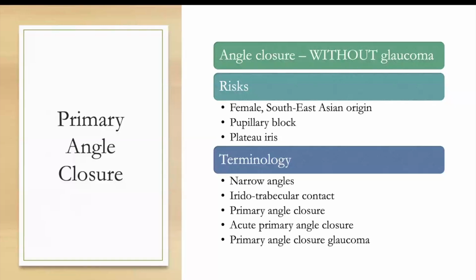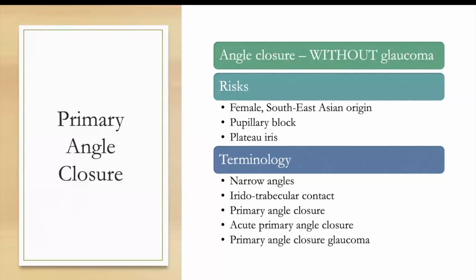But then you've also got a plateau iris configuration. That's where your ciliary body pushes up against the peripheral iris. And then essentially what that causes is either the iris is therefore prone to having pupillary block, or you can actually have direct apposition against the trabecular meshwork by the peripheral iris. So there are some anatomical things in the eye that predispose a patient to having primary angle closure.